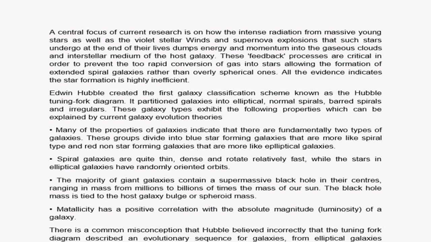The majority of giant galaxies contain a supermassive black hole in their centers, ranging in mass from millions to billions of times the mass of our Sun. The black hole mass is tied to the host galaxy bulge or spheroid mass. Metallicity has a positive correlation with the absolute magnitude luminosity of a galaxy.